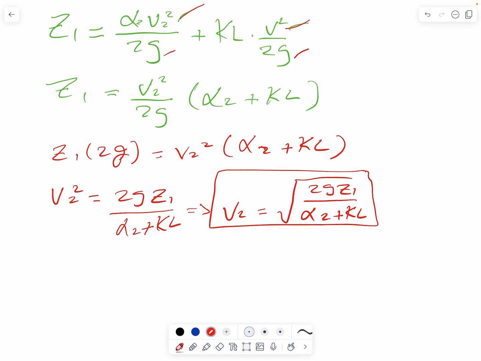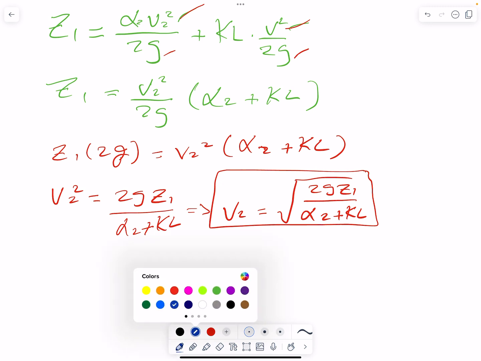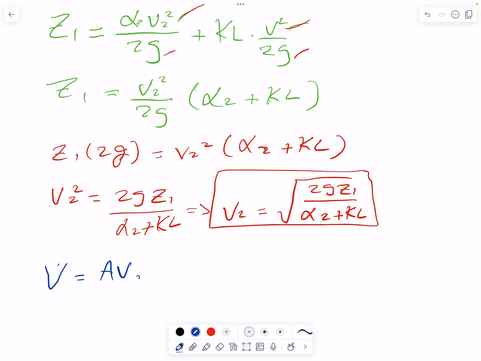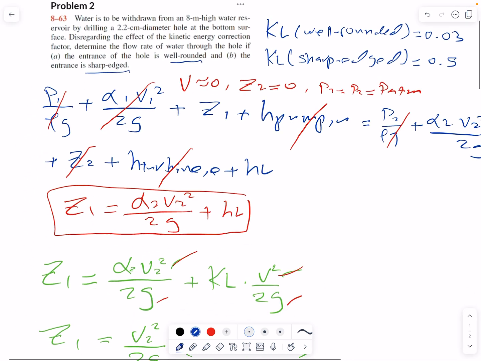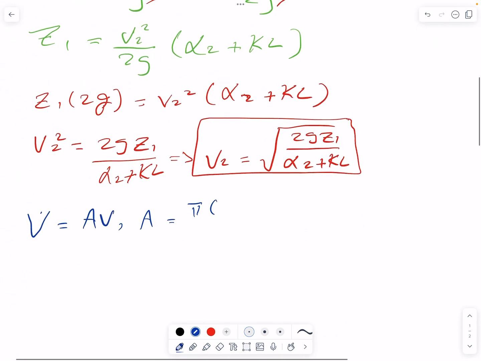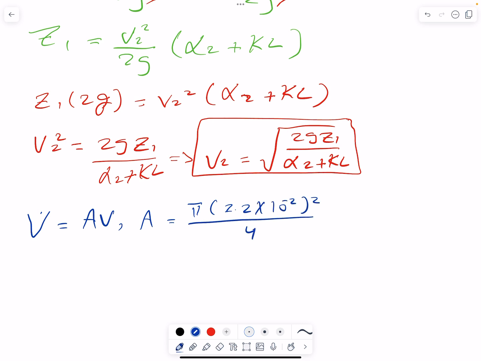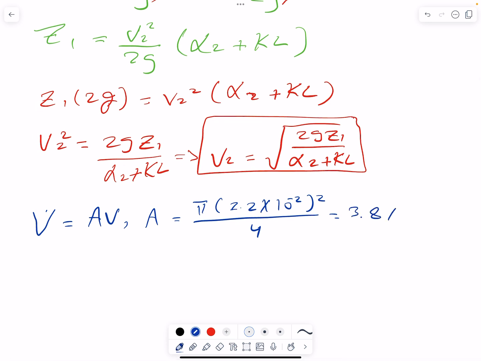Now we know that V dot is equal to AV, so A is equal to pi times D squared over 4. But the diameter is 2.2 centimeters, so be careful: you have to say pi times 2.2 times 10 to the power minus 2 squared, divided by 4. So the area is 3.8 times 10 to the power minus 4 square meter.